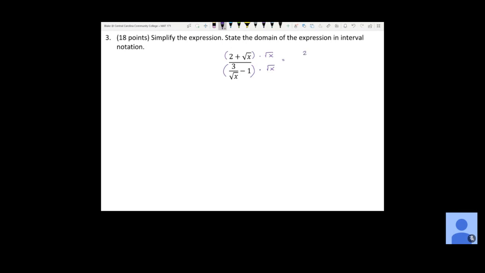Good. 2 square root of x plus x, right? Because 2 times the square root of x would give us 2 square root of x. When we multiply the square root of x times the square root of x, that should just give us an x now. So there's our numerator. Now let's look at the denominator. Okay, same thing, I'm going to distribute. So I'm going to distribute it to the 3 over square root of x and to the negative 1. So what would that give us if we do that?